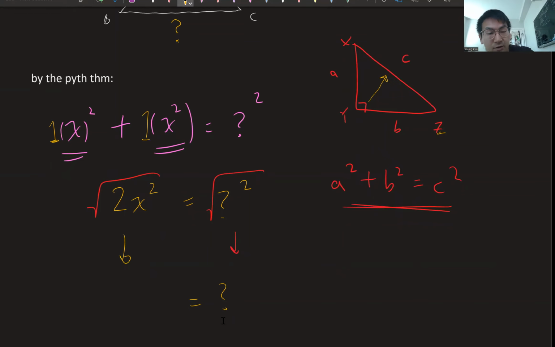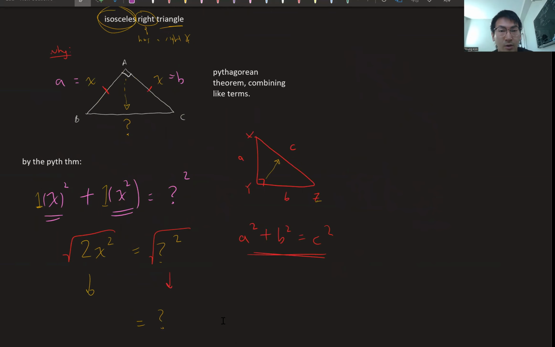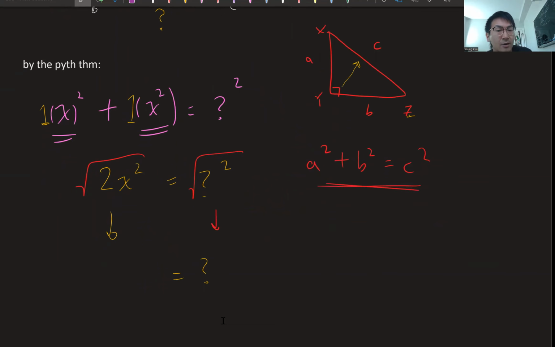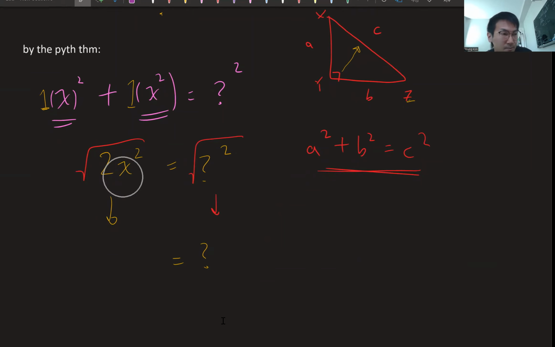Another topic I forgot to mention: what else do you need to know? You need to know the properties of radicals. You should Google this. I'm going to use the properties of radicals to simplify this piece. The radical property that I'm using is that the radical of a product, assuming these are non-negative numbers, and we know x can't be negative because it's a length, I can split this up into this.